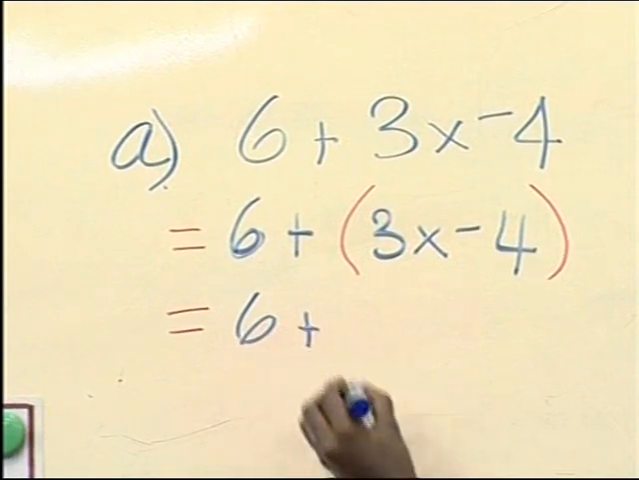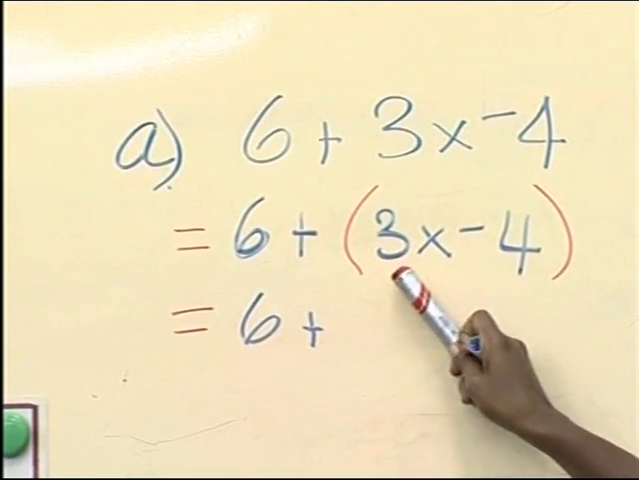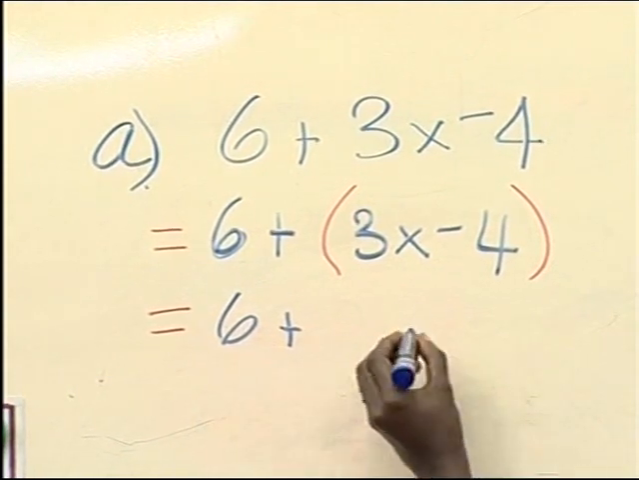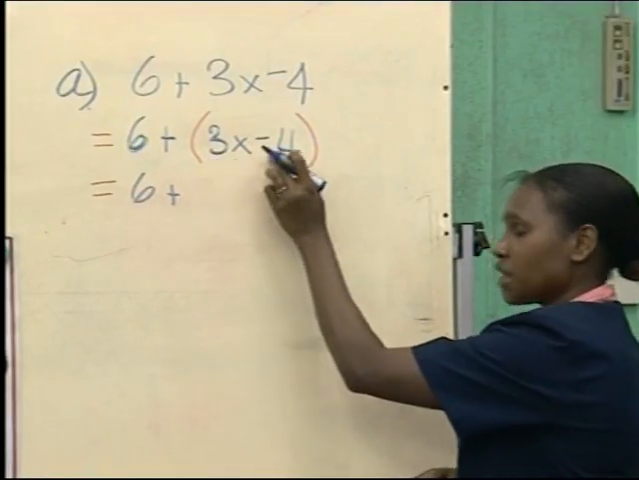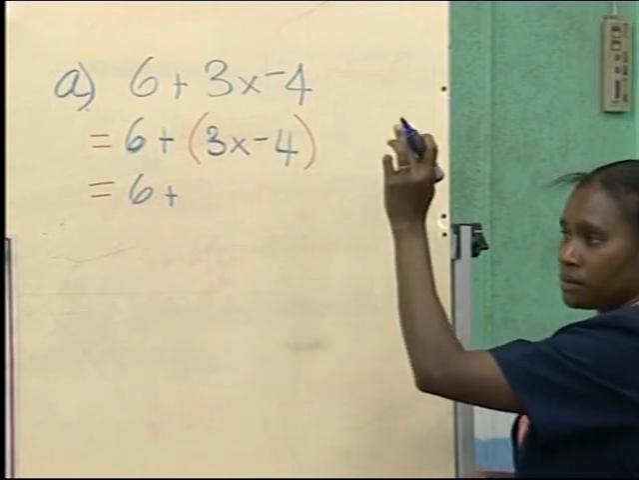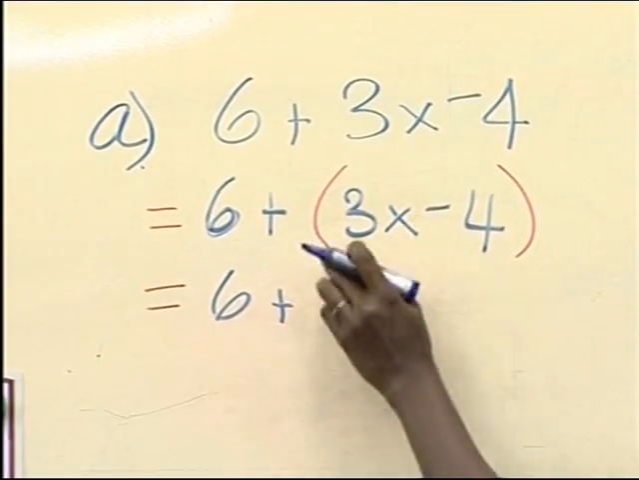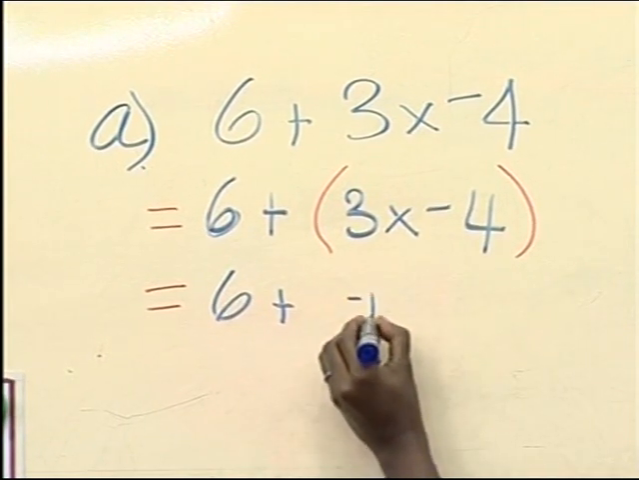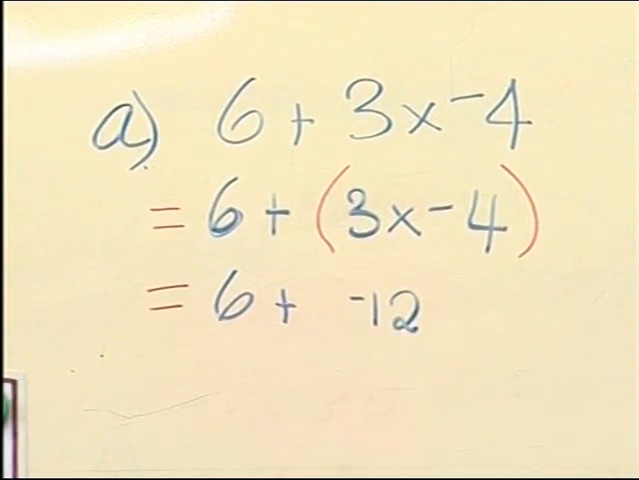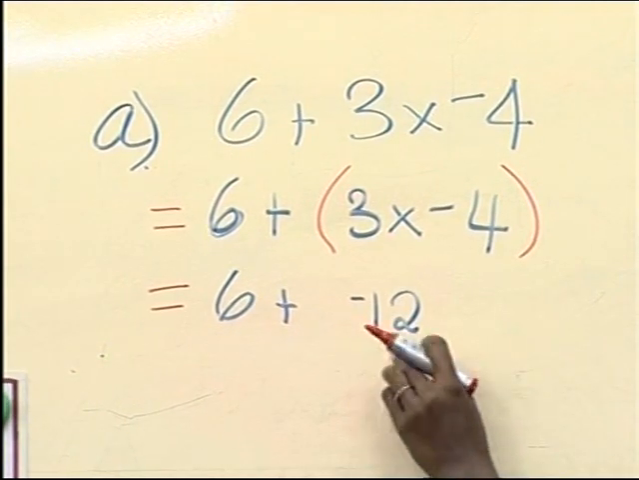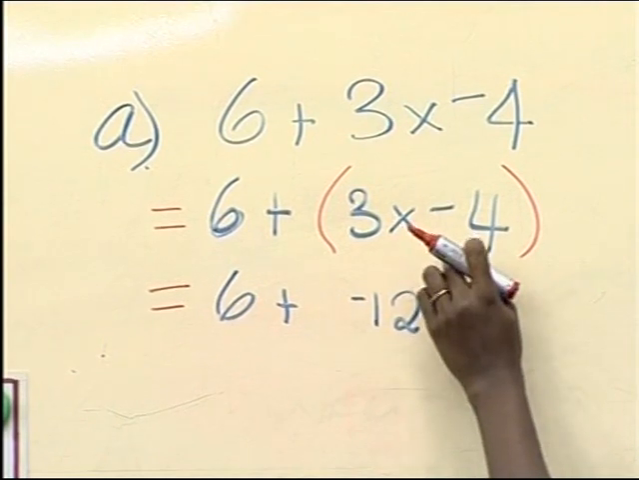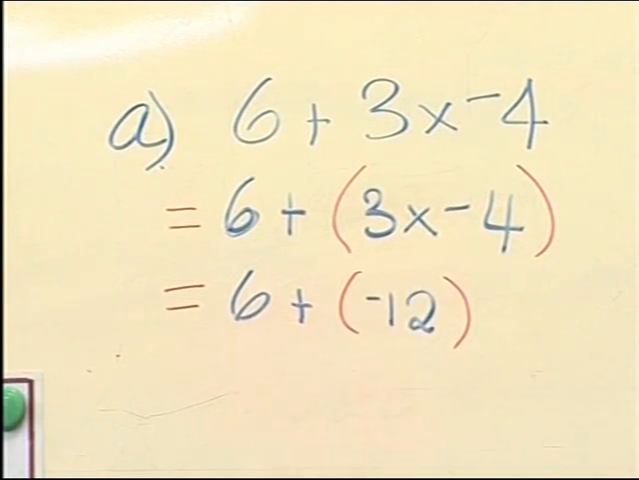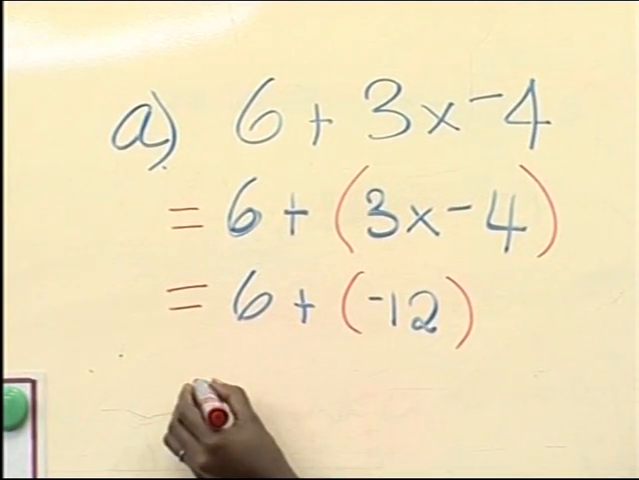Six plus positive 3 times negative 4. What would be your answer? Positive 3 times negative 4. Negative 12. Don't forget different signs, a negative result. Okay, remember that is the result or answer from this problem up here. We have the bracket outside it. Are we following?